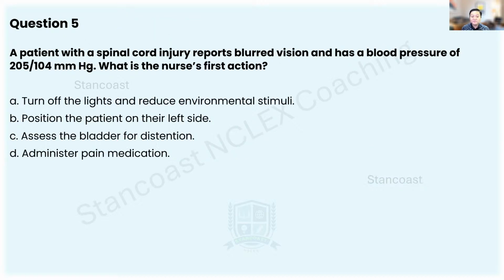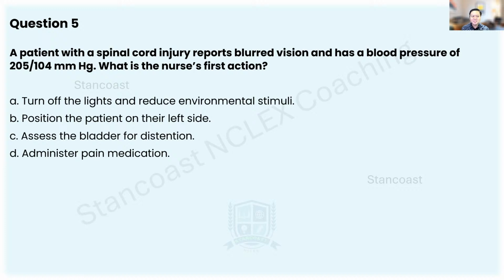Let's have number 5. A patient with a spinal cord injury reports blurred vision and has a blood pressure of 205/104. What is the nurse's first action? Is it A, turn off the lights and reduce environmental stimuli? B, position the patient on their left side? C, assess the bladder for distension? Or D, administer pain medication?